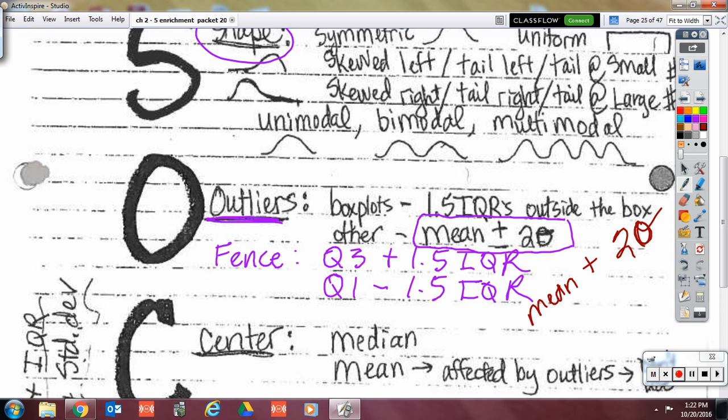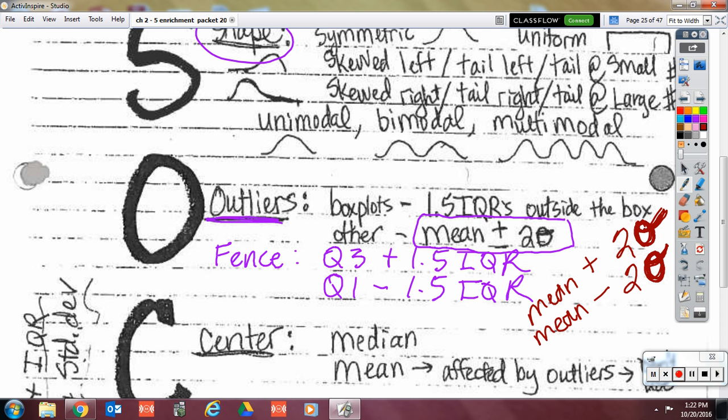Okay, this is not the number 20. This is 2 sigma, because this sigma, this is a Greek letter sigma, represents standard deviation. Okay, so please do not think this is mean plus 20. No, it's mean plus 2 standard deviations. Okay, and likewise over here we have mean minus 2 standard deviations, and that is your lower fence. And anything below the lower fence is an outlier. Okay, very good. That's outliers.